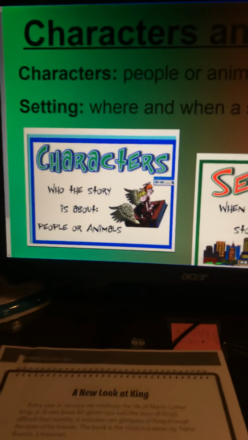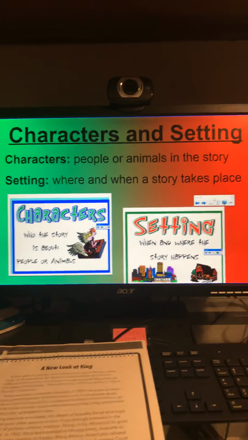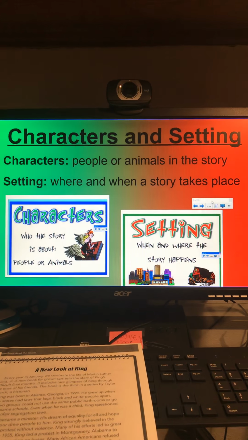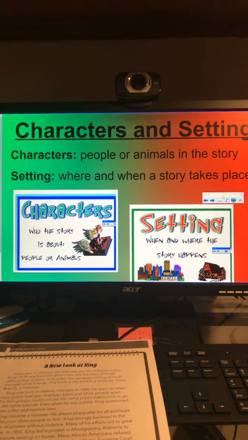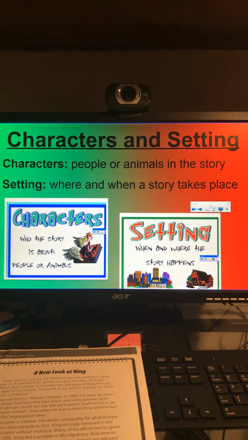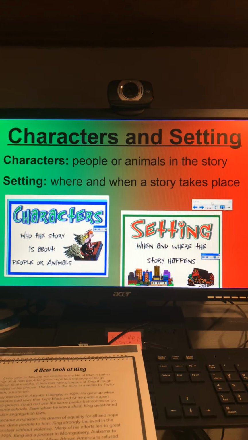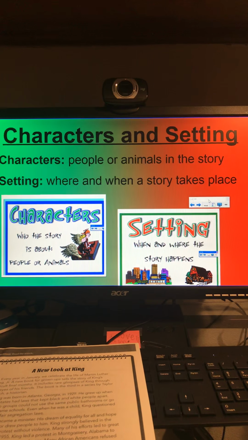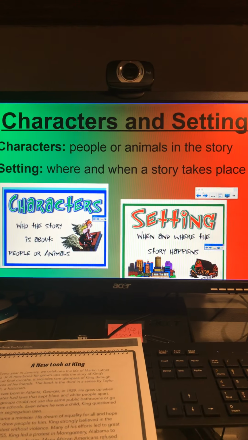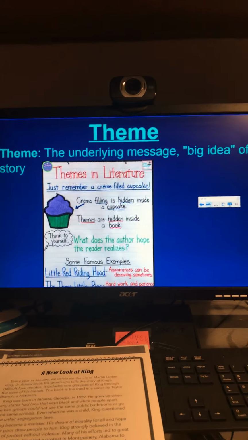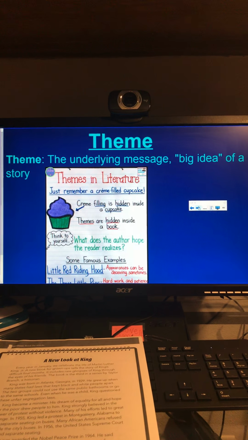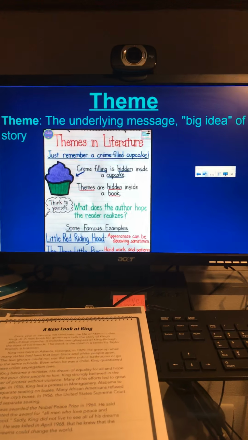And you will have a test, but it's not really a test. It's just exactly what my class has been doing as tests all year. So characters and setting. We talked about that Monday and Tuesday. People or animals in the story are your characters. When and where the story takes place is the setting. Okay, and then we've been talking about theme, the underlying message or big idea of the story.